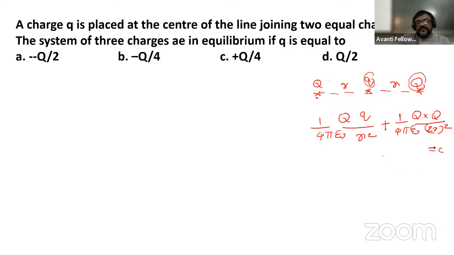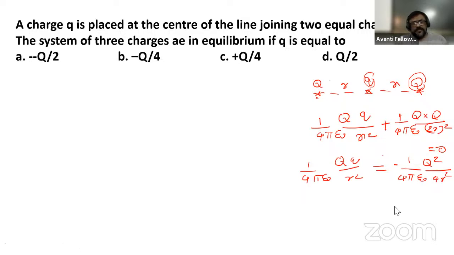The sum of these two forces must be 0 to get the resultant force as 0. So I can say 1 by 4 pi epsilon 0 Q by small r square must be equal to, I am transferring this term to the right side, negative 1 by 4 pi epsilon 0 q into capital Q, which is Q square, divided by square of 2r. Square of 2r is 4r square.